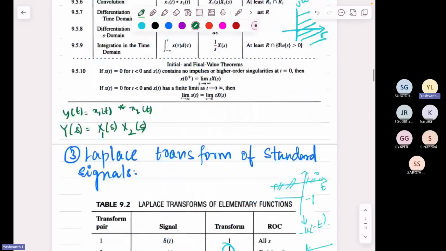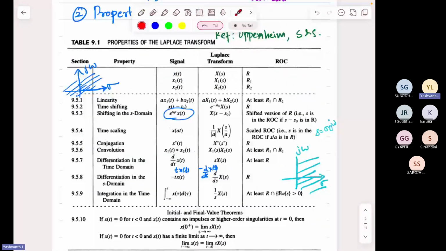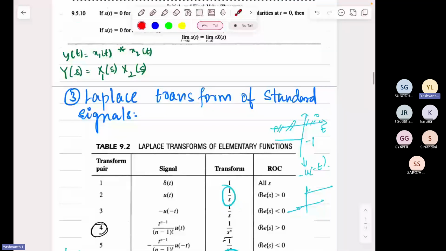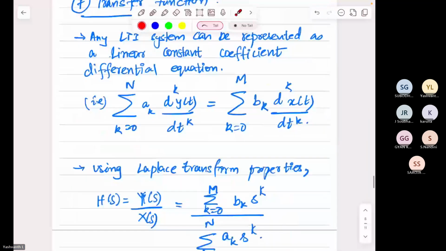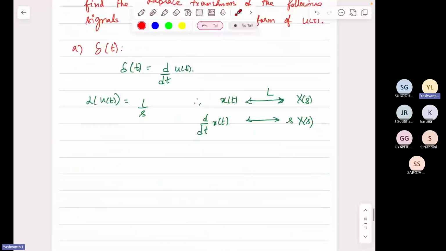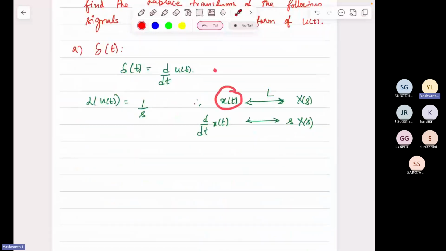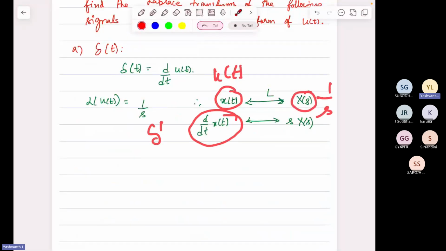See the table here. d/dt of x(t) will have a Laplace transform s times X(s). So what is known to me? What is known to me is that this x(t) is u(t), so X(s) is 1 by s. So d/dt of x(t) is delta(t). So it will have the Laplace transform s into 1 by s, which is equal to 1.